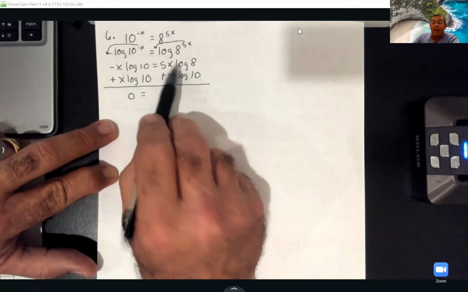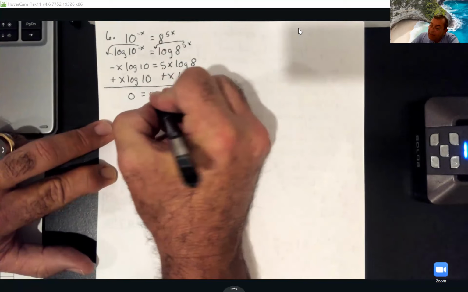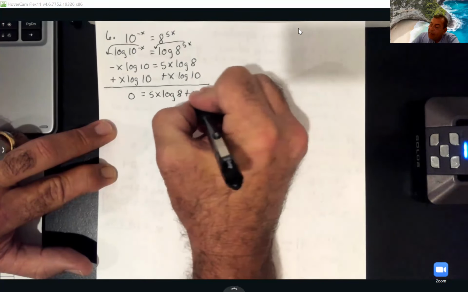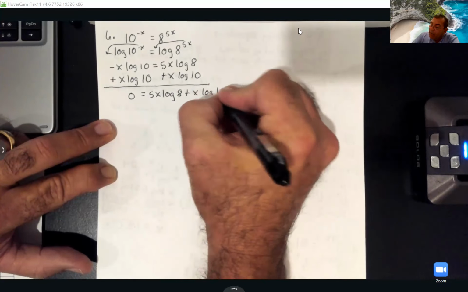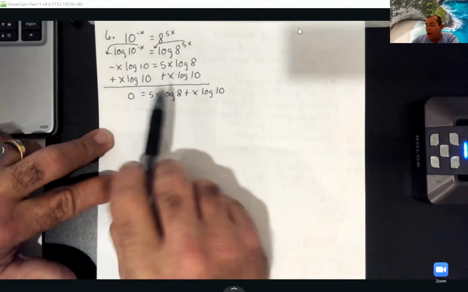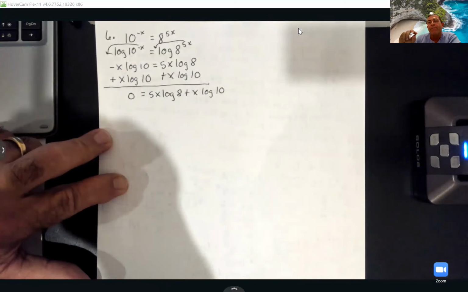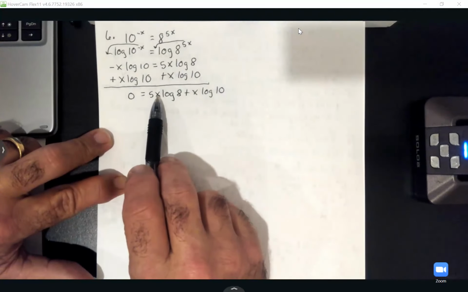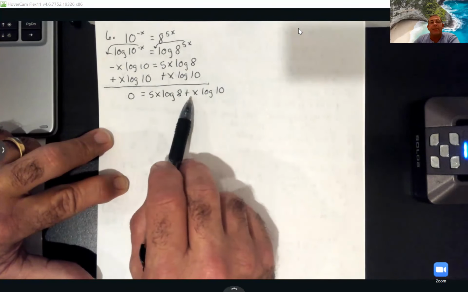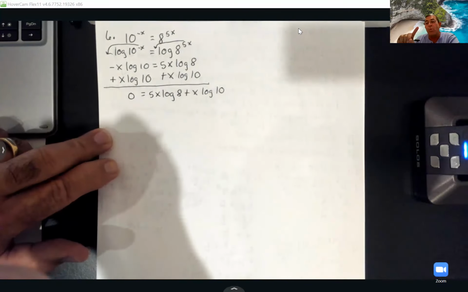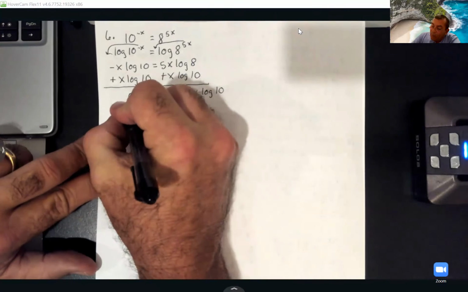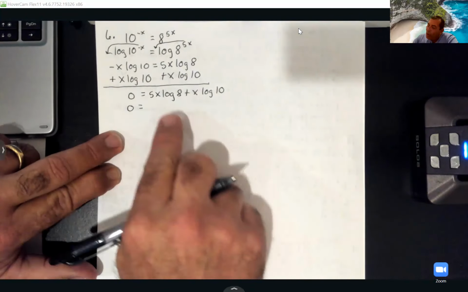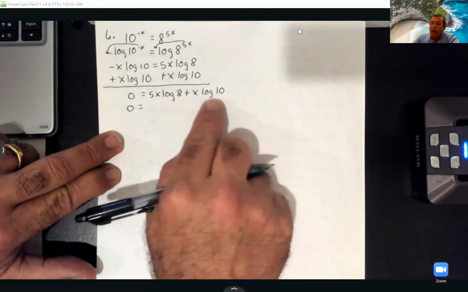Now, these are not like terms, so I'm going to have 5x log 8 plus x log 10. Here's where the first recall step is. How can I get these two x's to be just one x? Combine like terms? Sort of close, but I can't combine them because my logs don't match.